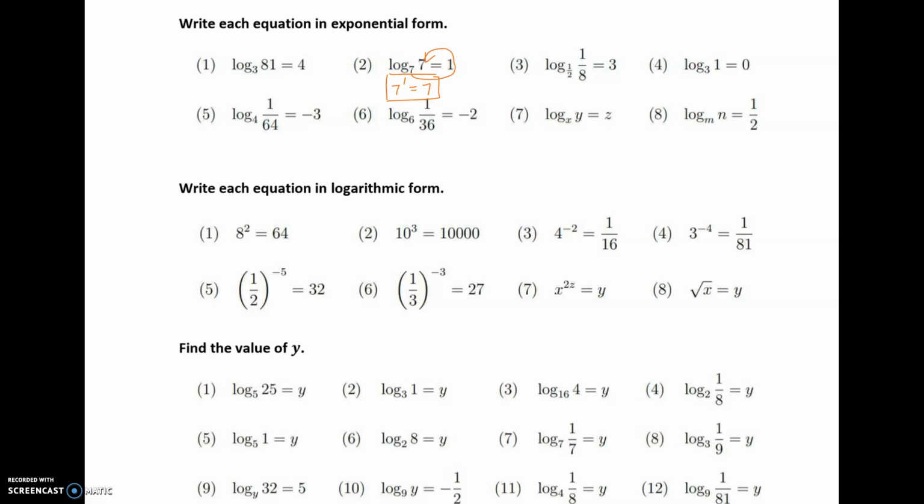Log base 3 of 1 equals 0. We start at the 3, we circle around. 3 to the 0 power equals 1. That is also a true statement. Anything to the 0 power is 1.